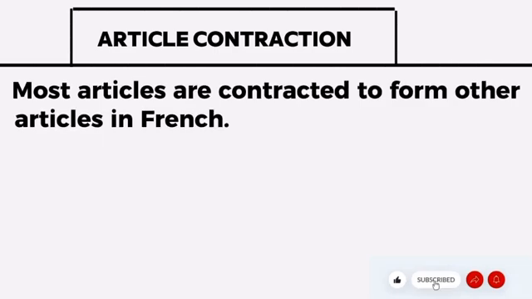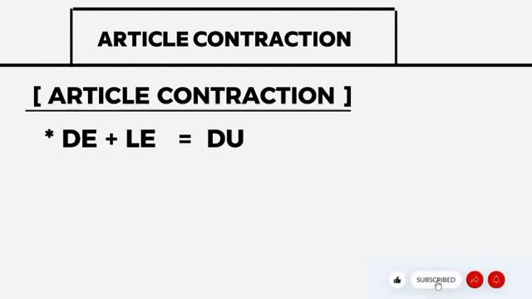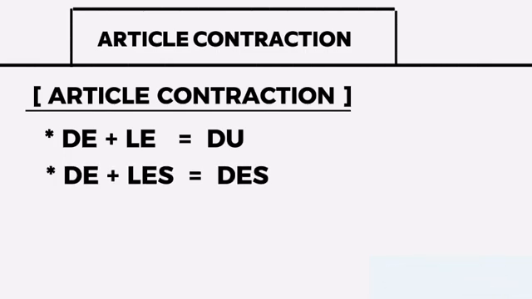Still on articles. You know, most articles are contracted to form other articles. And so you must know the article contractions so that you do not make certain grammatical errors in French. The following are the various article contractions in French. 1. De plus le, and this gives us du. 2. De plus les, and this gives us des.